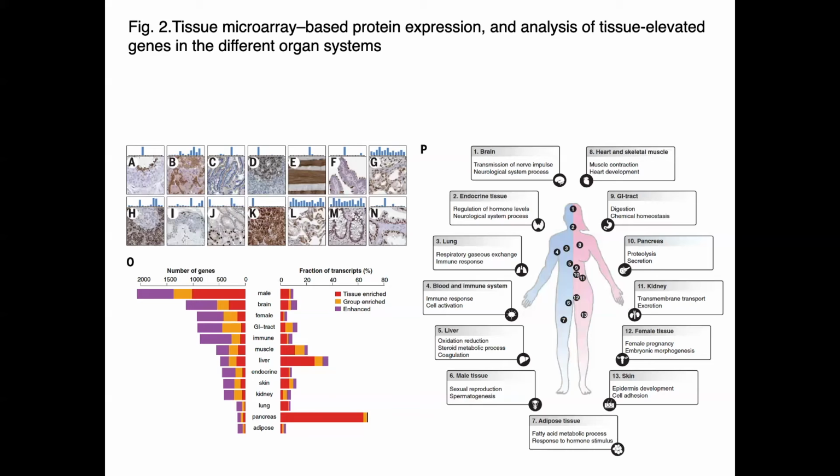Not surprisingly, for example, in the blood and the immune system, this GO analysis related the gene function to immune response and cell activation. All right. And then figure 2O shows the number of elevated genes in these 13 organ systems shown in P. These are very self-explanatory, therefore I will not go into the details.